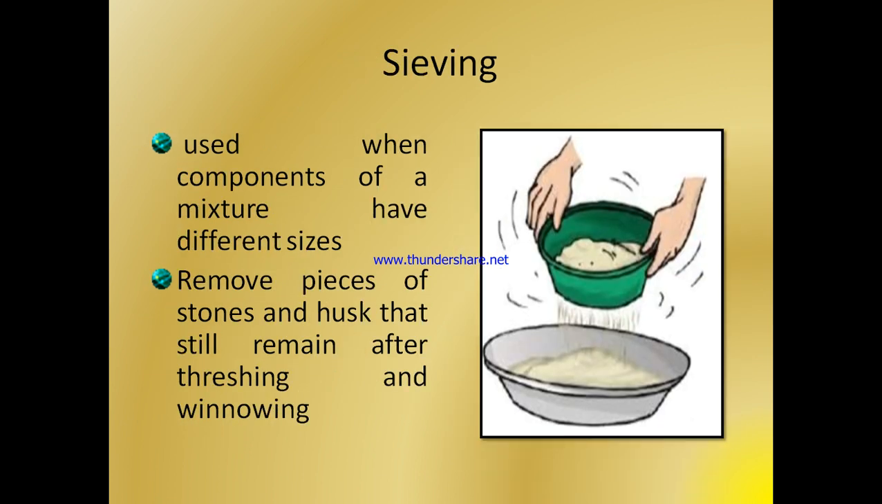Sieving is a process which is used when components of a mixture have different sizes. It is used to remove pieces of stones and husks that still remain after threshing and winnowing.